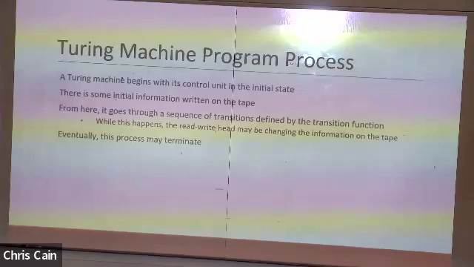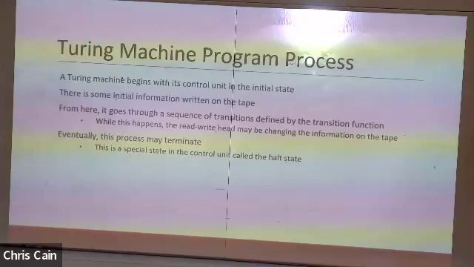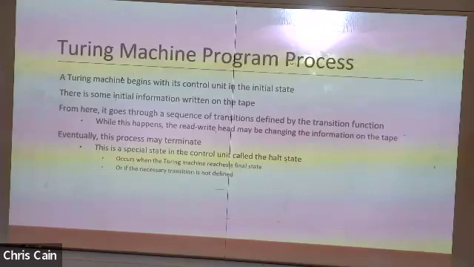Eventually, through some deterministic process, the Turing machine may decide to halt, which means that it accepts in a final state and has nothing else to do. There's always a special state in the control unit called the halt state. Whenever you reach a final state, the last thing you do is transition to the halt state. It basically says we are done. So this occurs when the Turing machine reaches a final state. Great, now halt. If there's a transition that's not defined, we halt and reject.